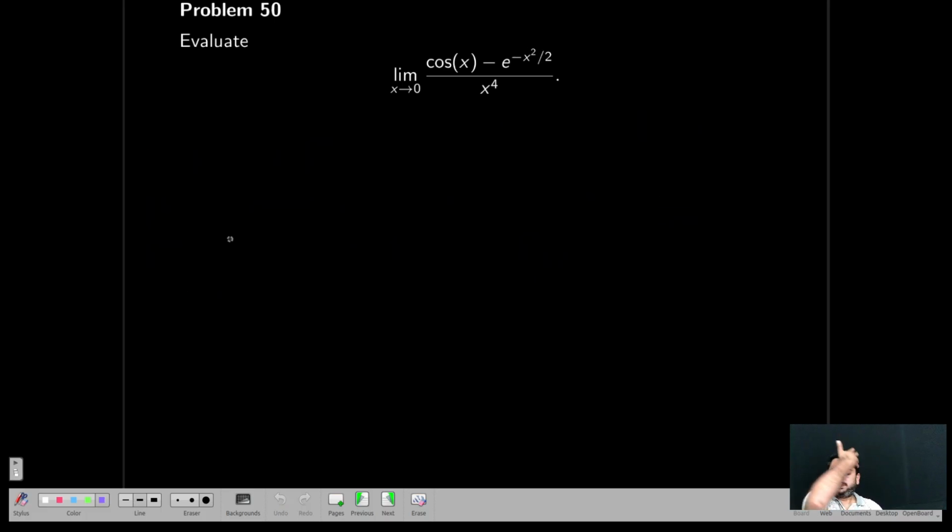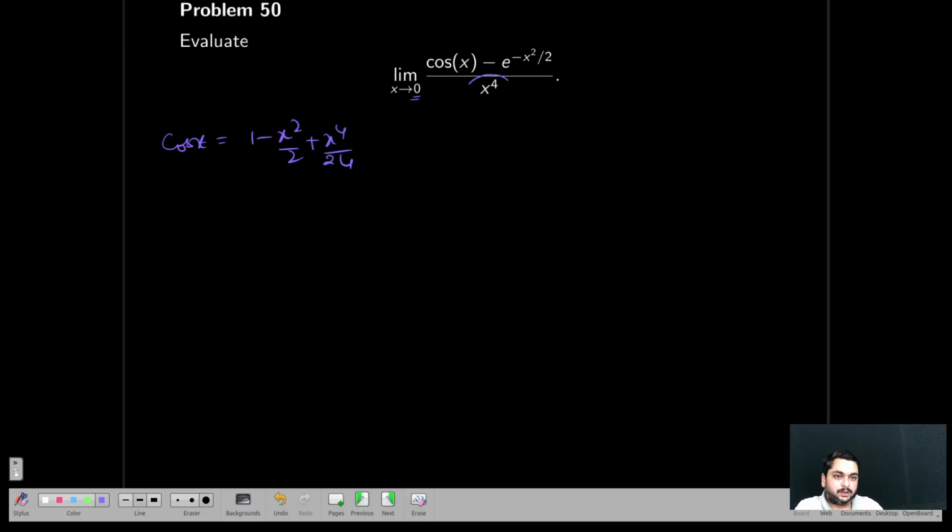Next, we'll take some limit problems. They are given limit of cos x minus e power minus x square by 2 divided by x power 4. You can apply L'Hopital's rule, but you have to differentiate it 4 times. You already know how to get the Maclaurin series for this, because x is tending to 0, so a is 0 here. So you will get cos x is equal to 1 minus x square by 2 plus x power 4 by 24.